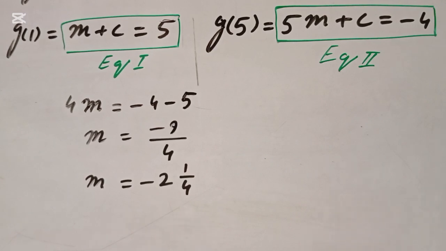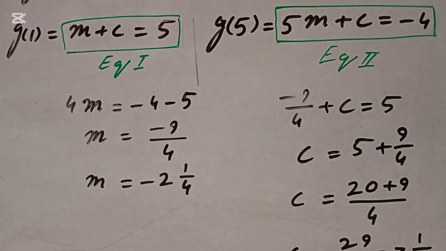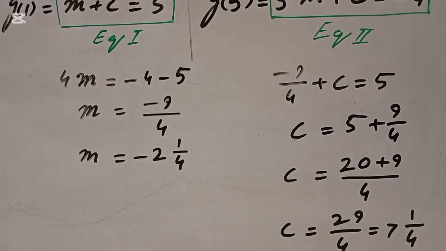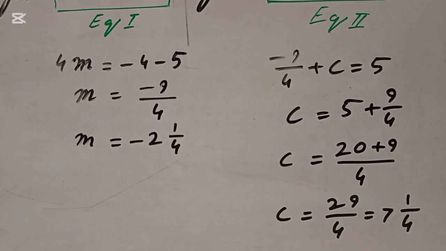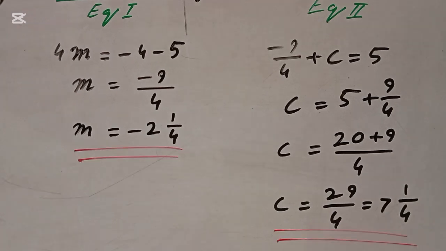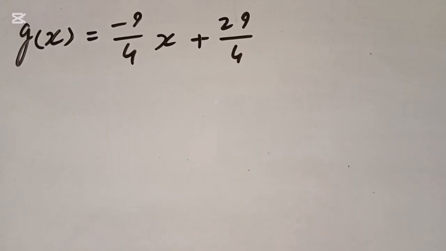Putting this value of m in equation number 1, we have got c equal to 7 whole 1 by 4. Now putting these two values of m and c in the function g(x), we get this is the function g(x).